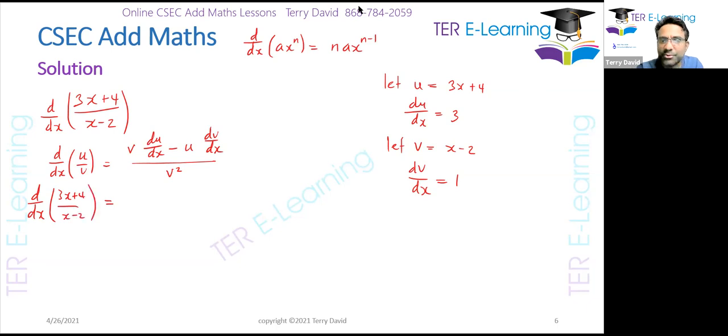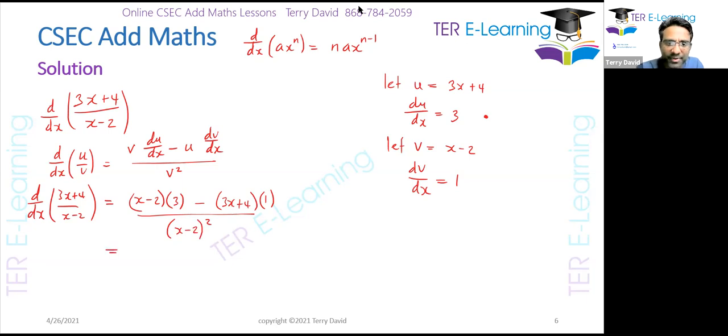We're going to substitute now because we have all the information required to use the formula. We know what v is: v was the bottom, the denominator. So this is going to be x minus 2 multiplied by du dx, which is 3, minus u dv dx. u in this case is 3x plus 4, multiplied by dv dx, which is 1, all over v squared, which is x minus 2 squared.